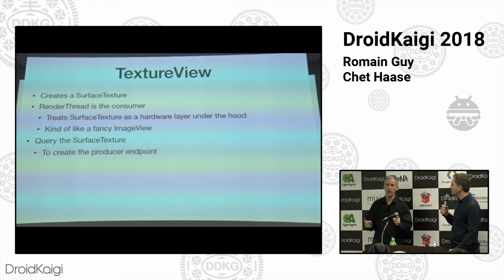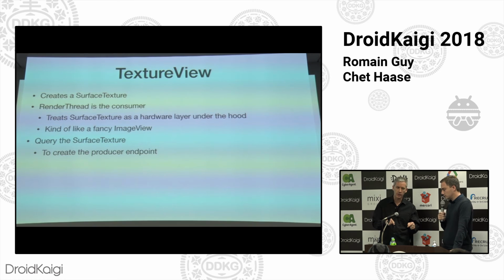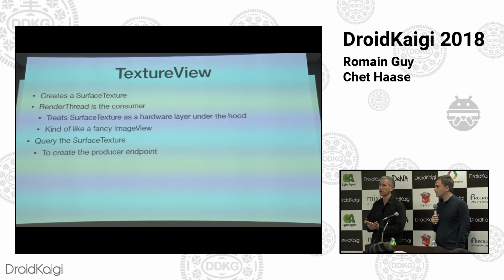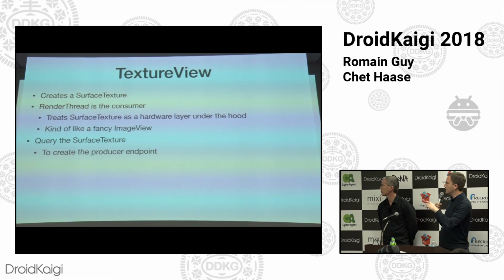Actually, I wanted to emphasize that. If you were using texture view to integrate it with a view hierarchy so that it would be synchronized better if it was moving around, the recommendation now is to actually go back and use surface view again because now we synchronize the windows. So that should no longer be a workaround, and surface view has less overhead than texture view to integrate with the view hierarchy. Texture view will create the surface texture on your behalf, and the render thread will become the consumer of that surface texture. Internally, that surface texture is treated by render thread like any other texture.